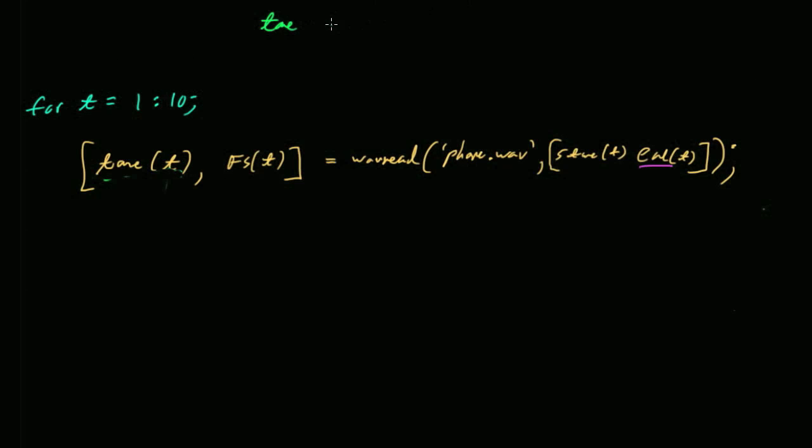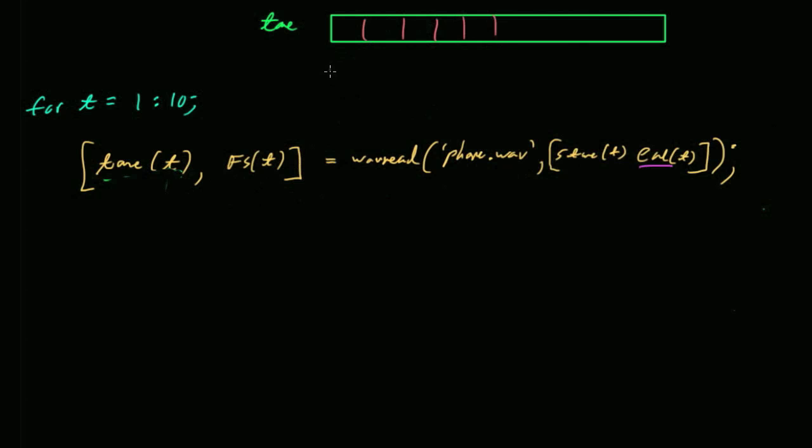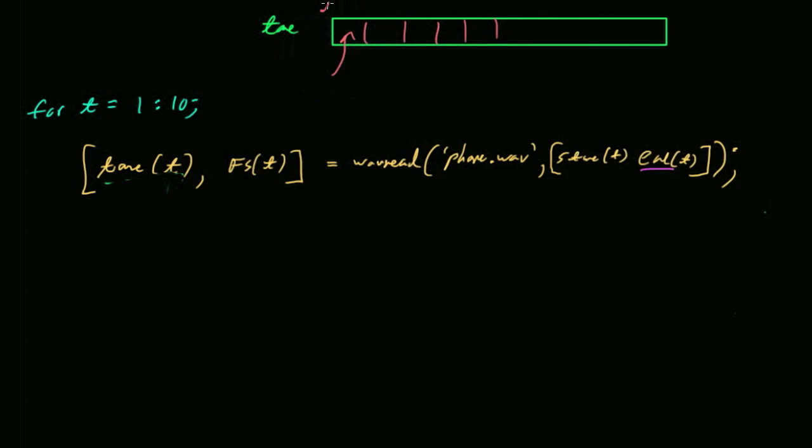Okay, and you're basically saying, let's say this comes out to 1,000 samples. So what MATLAB thinks you're trying to do is cram all 1,000 samples into tone of 1. And that's why it's complaining at you. It's saying you can't take 1,000 samples and assign it into one element. So that's the problem. So there are two solutions.